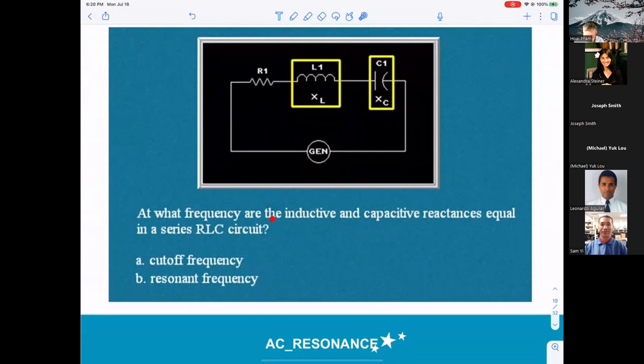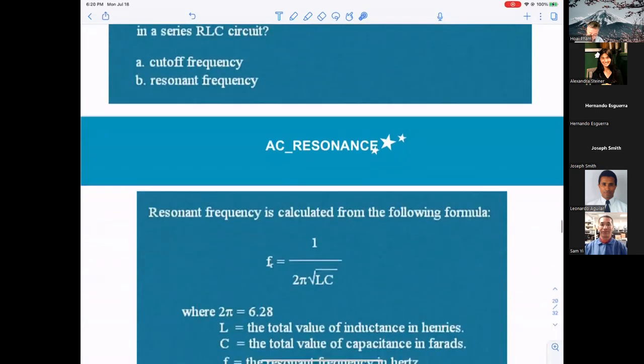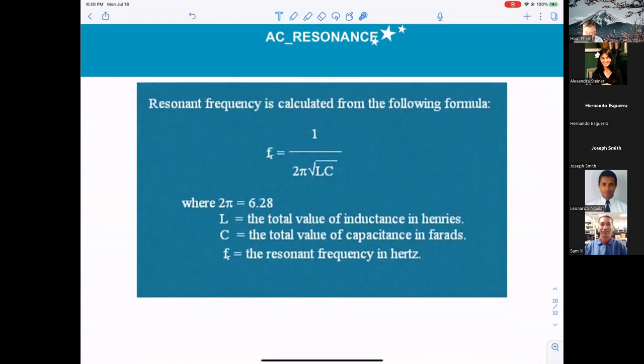At what frequency are inductive and capacitive reactance equal in a series RLC? The answer will be B, the resonant frequency. B, resonant frequency. Okay, resonant frequency is calculated from the following formula we already know. In this formula, they give you 2π, 6.28, L has to be in Henry, C has to be in Farad, Fr will be in Hertz.